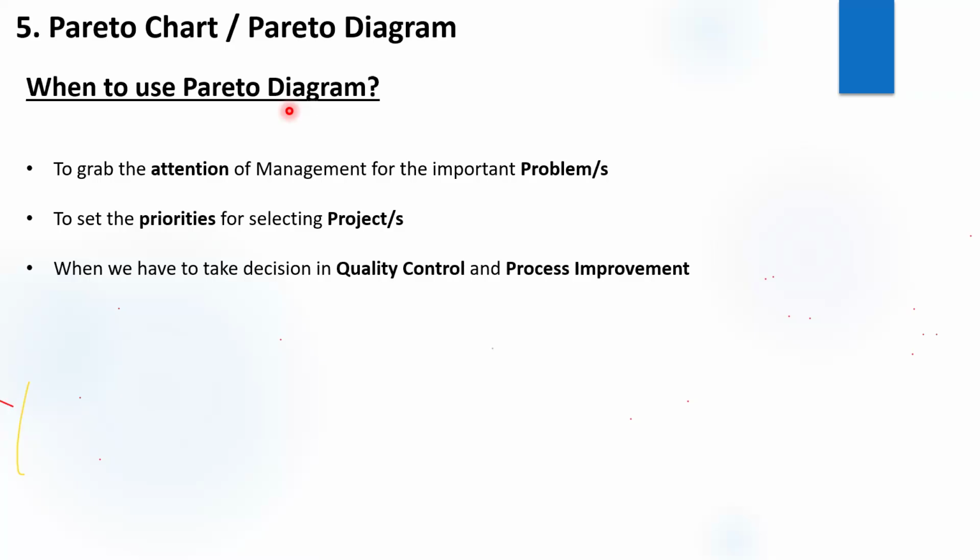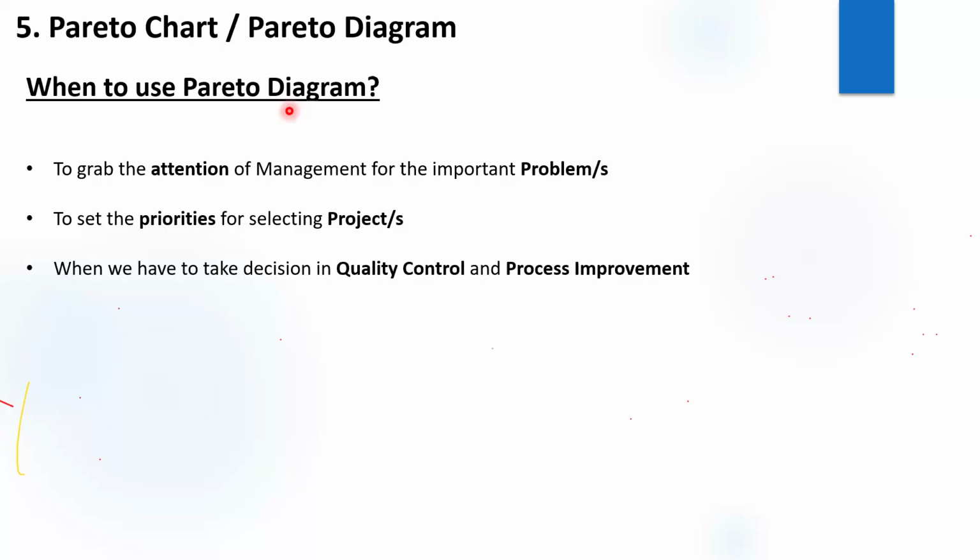And when we have to take a decision in quality control as well as process improvement, which process we need to improve, on which defect we need to work, then we can use the Pareto chart. Okay. So this is about the Pareto chart. What does it mean and when to use it?